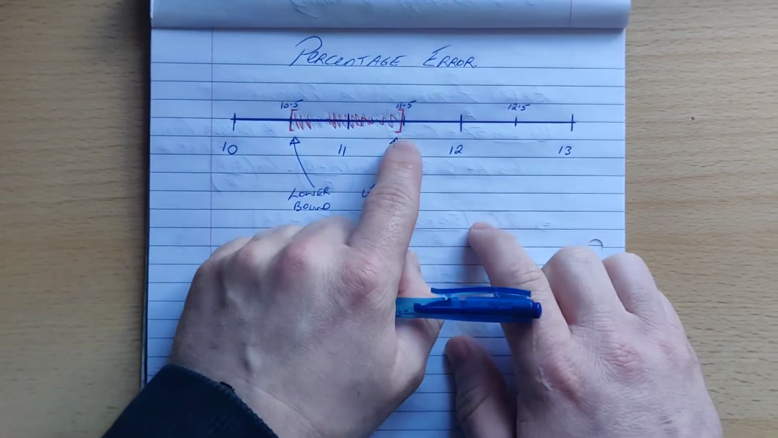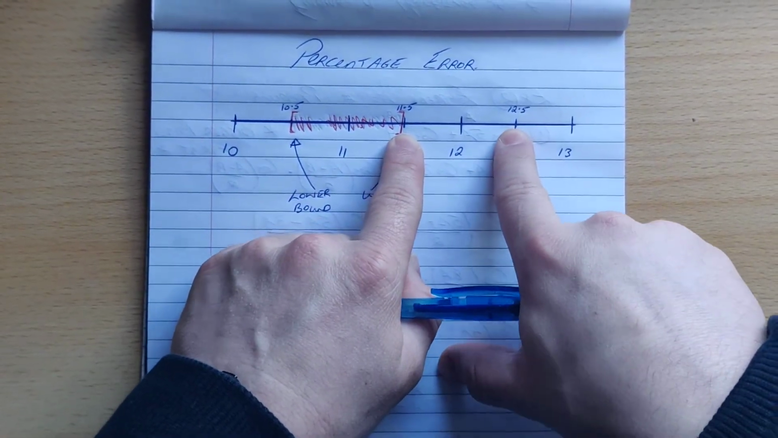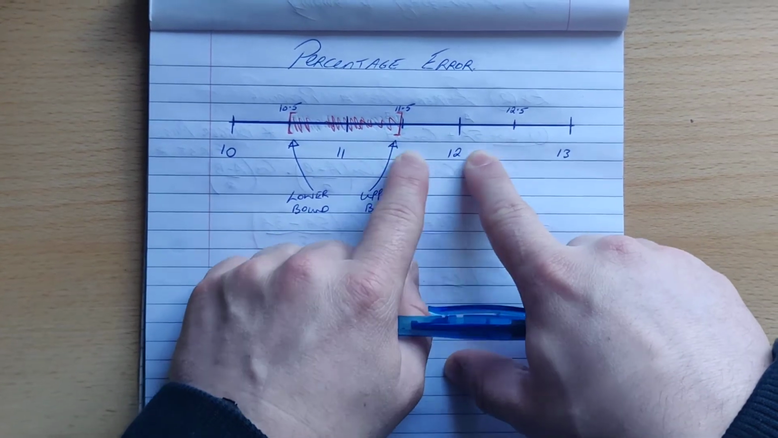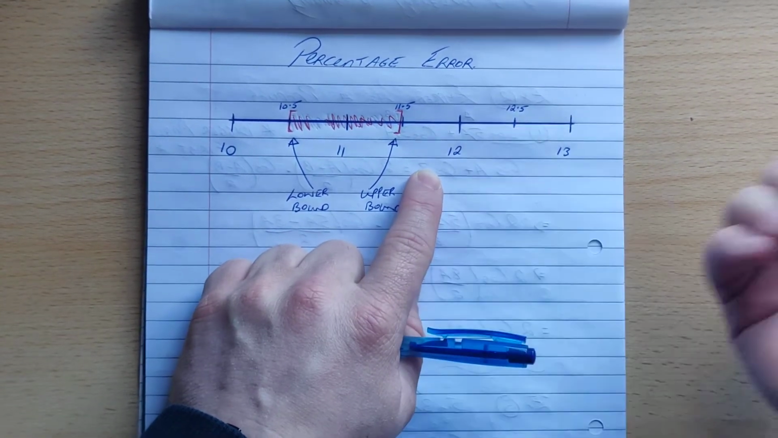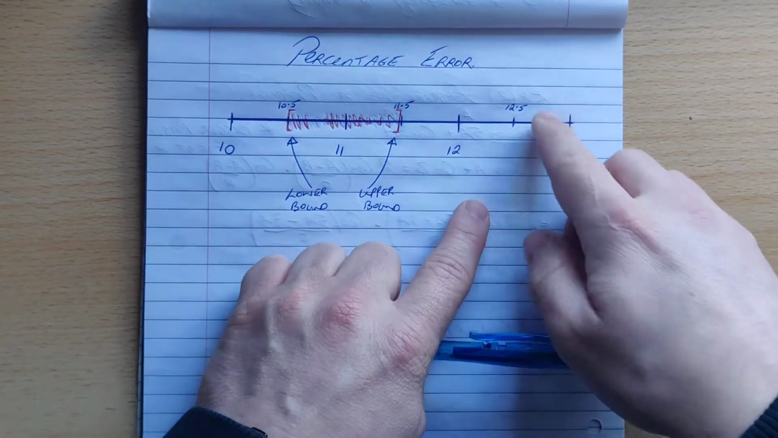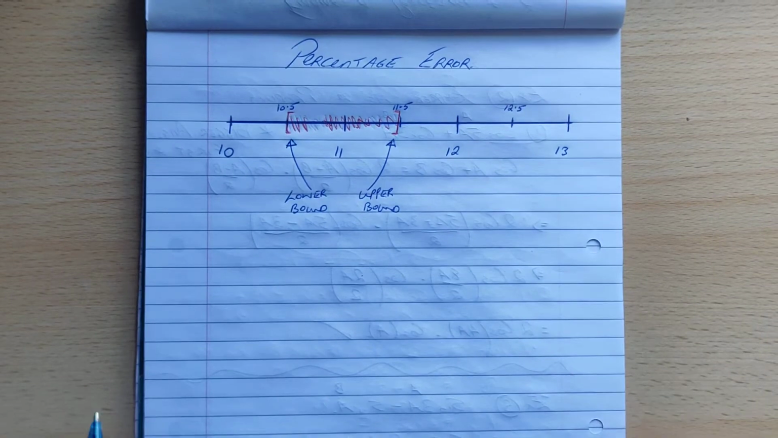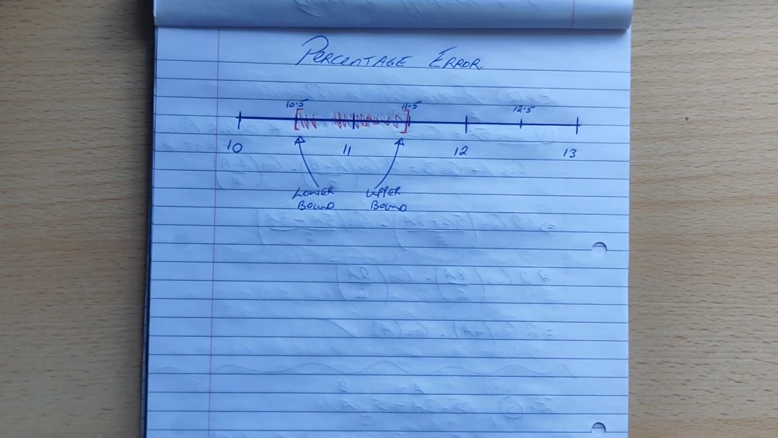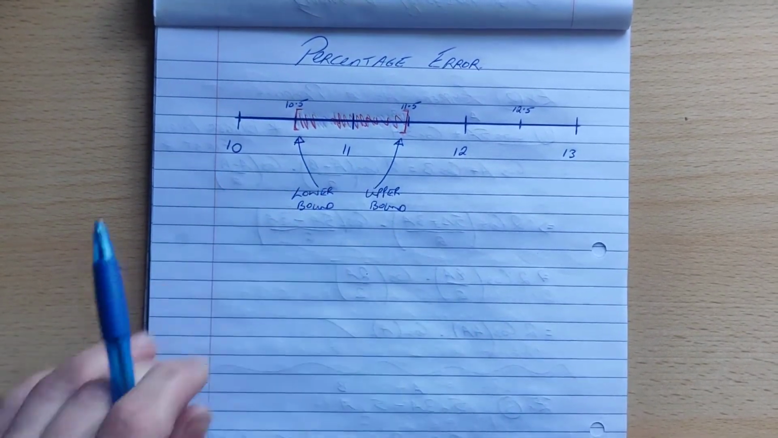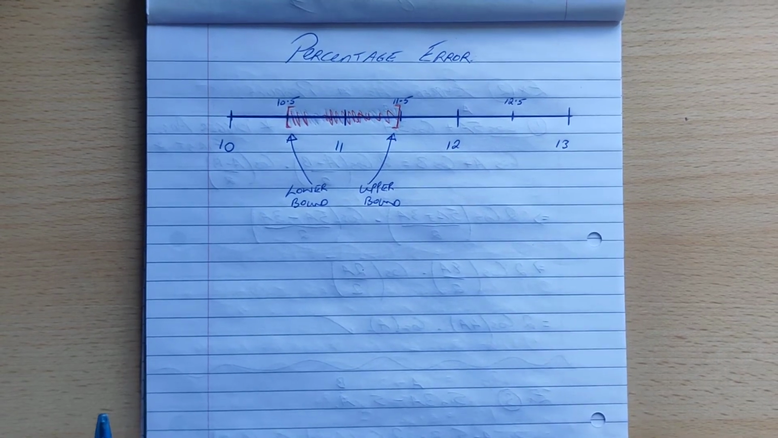Similarly, if you went to 12, 11.5 to 12.4999999 would get there, as long as you don't get to 12.5, because, as you know, you round up. Same with 12.5 up to 13.5. It's the same thing. So there's a lot of space that you could make a mistake, and that's where we're going to try and work out what the error is compared to the actual number.